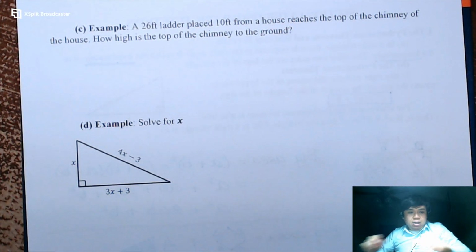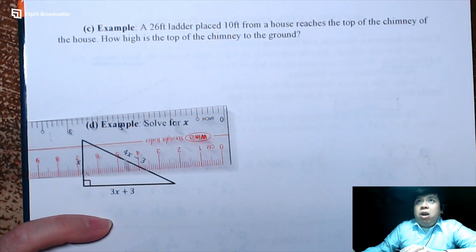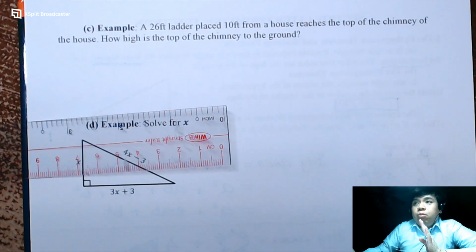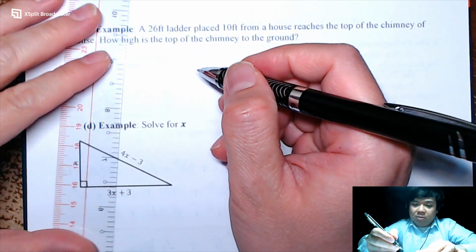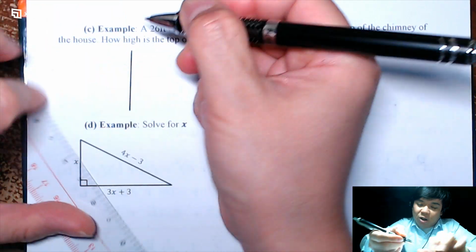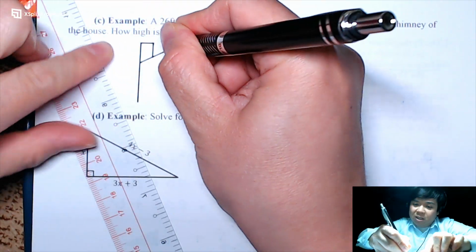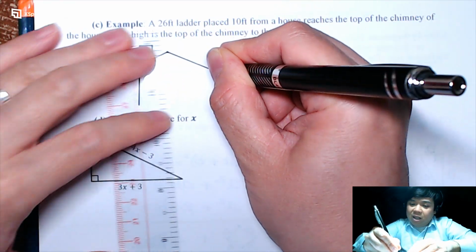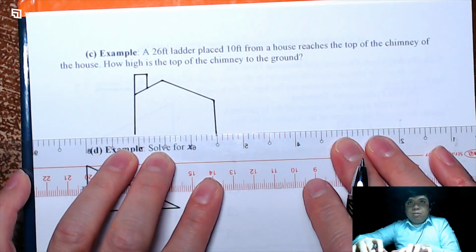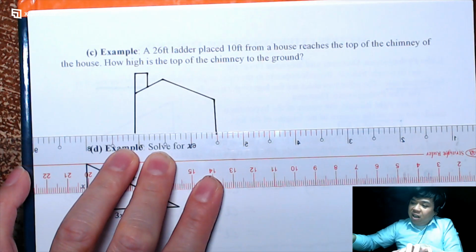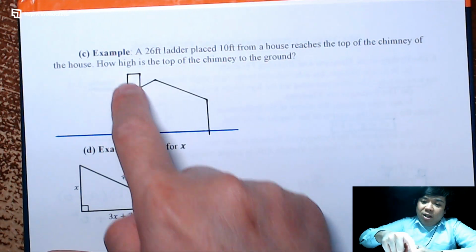Okay. Here's an application problem. A 26-foot ladder placed 10 feet away from a house reaches the top of the chimney. So we have a chimney. Let me try to draw a house here. So that's the chimney. That's the house. Okay, close enough, I guess. And this is the ground.